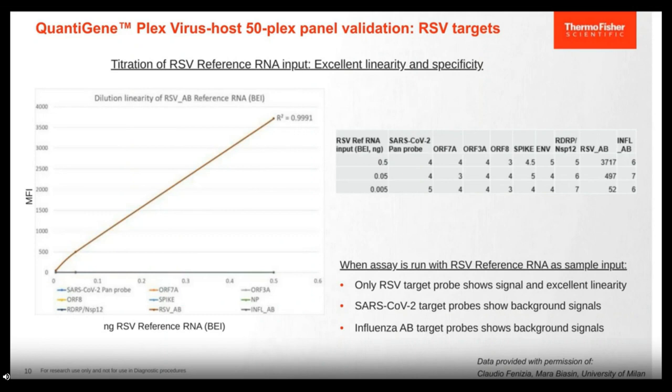This slide shows the signal titration of RSV probes from a sample spiked with reference RSV RNA. The measurement was performed using the human 50-plex panel. As you can see in the raw data chart, signals were measured with very good linearity exclusively for the RSV probes, while the influenza and SARS-CoV-2 probes showed mere background signals. This showcases the exemplary specificity of the probe design in the QuantiGene assay.